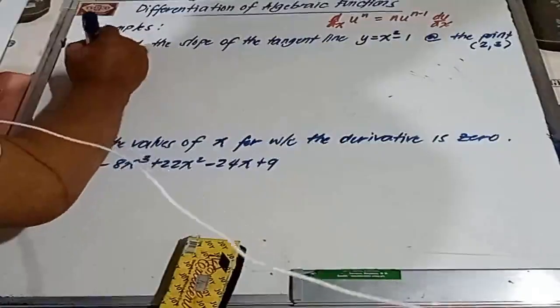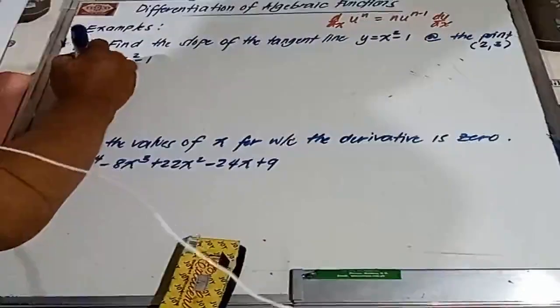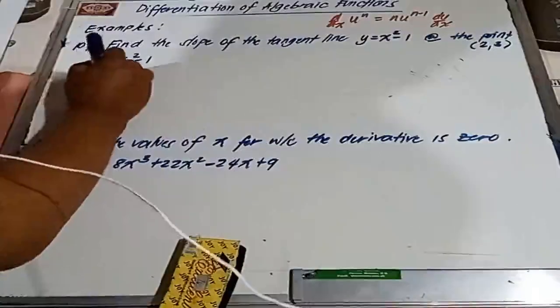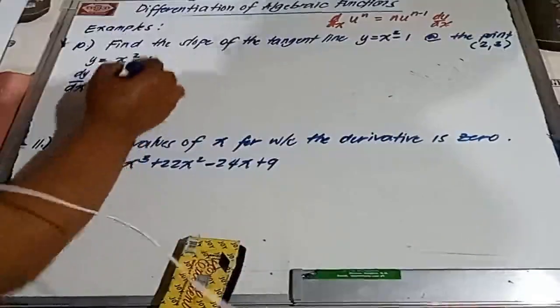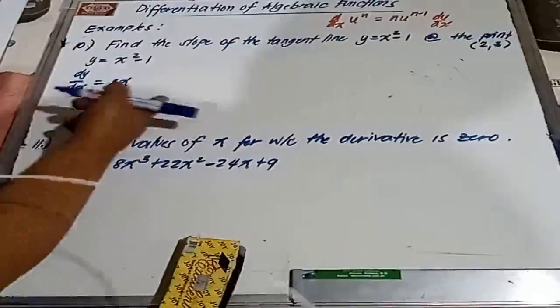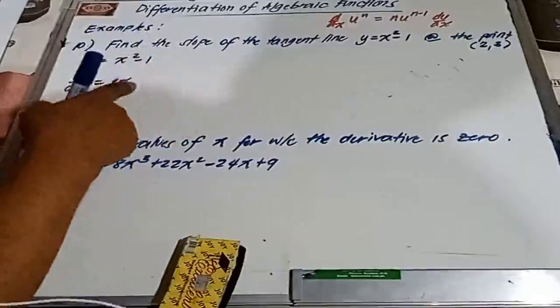So, we have y equals x squared minus 1. So, dy over dx. Madali ito. Derivative ng x squared is 2x. Derivative ng 1 is 0. So, ito yung slope of the tangent line at any point doon sa curve.